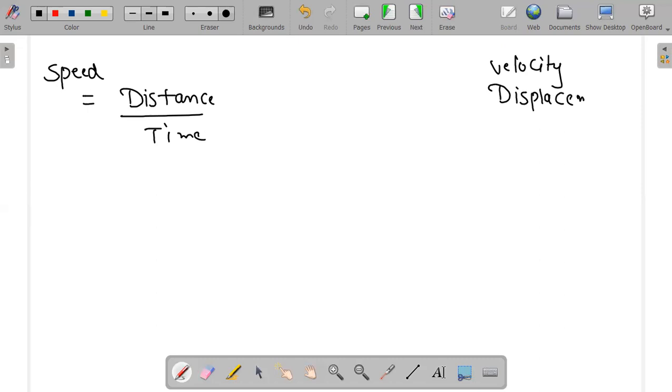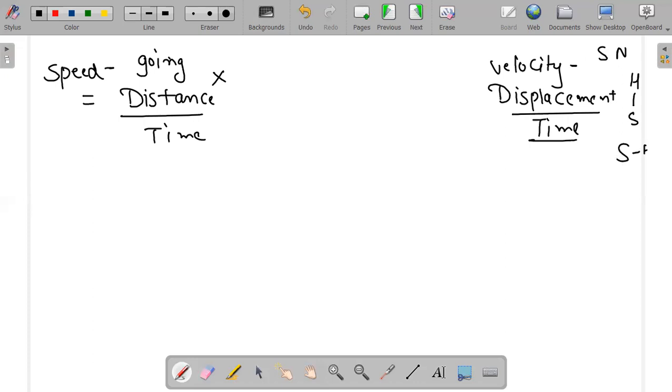Displacement upon time. Now I told you one thing, that distance doesn't know about direction. It never understands where the direction is. Whether it is going from south to north, or north to south, or east to west, or west to east, it is just going. What is the meaning of speed? It is just going. And what is the meaning of velocity? It is going from south to north, or house to school, or school to house, or school to mall, from Delhi to Jaipur.